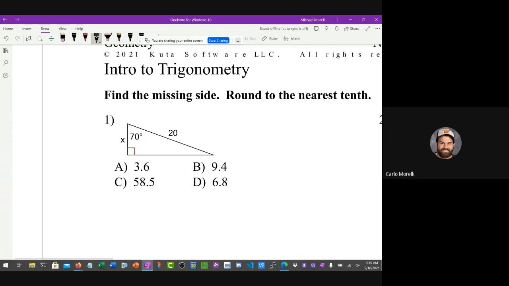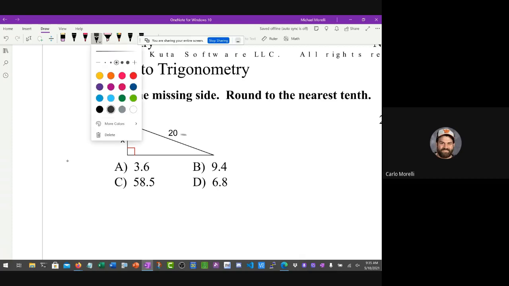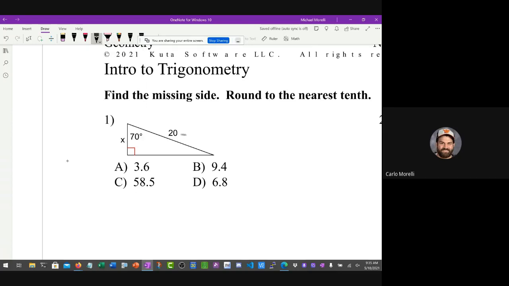So next to that long side there that's got the 20 on it, I want you to label that hypotenuse. And that's spelled Hypotenuse. Hypotenuse.